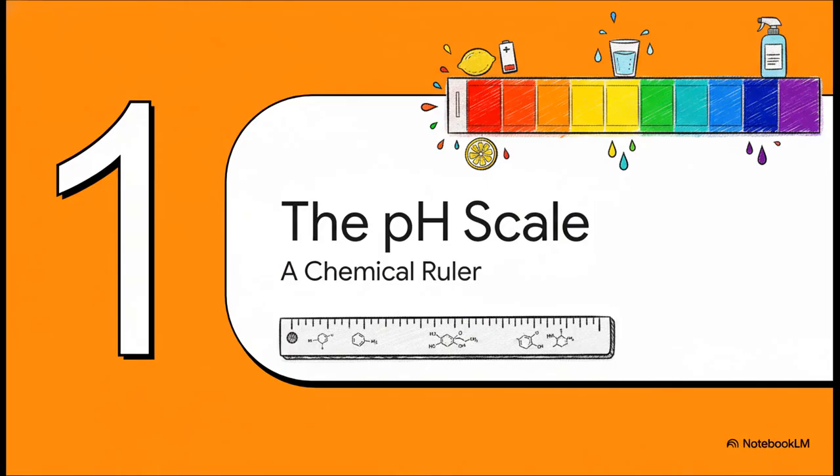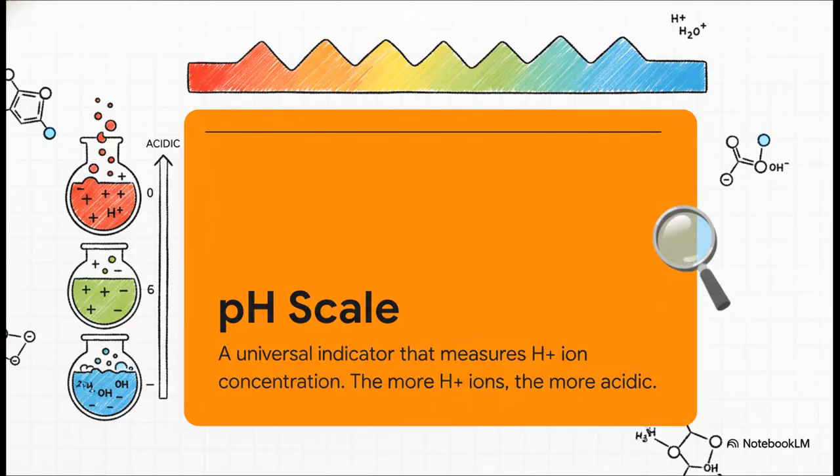So, the key to understanding this code is a tool called the pH scale. The best way to think about it? It's like a chemical ruler. It lets us measure and make sense of this hidden world all around us. Basically, the pH scale is just a ruler that goes from 0 to 14. The lower the number, the more acidic something is. And it's all based on one little thing, the concentration of hydrogen ions. The more hydrogen ions you've got floating around, the more acidic it is.